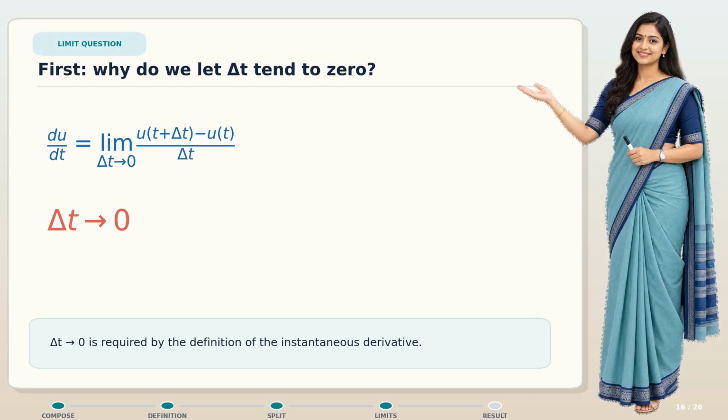Before taking the limits, let us prove every step. First, why does delta t tend to 0? It tends to 0 because du by dt is defined as the limit of the change in u divided by delta t, as delta t tends to 0. We deliberately make the change in t approach 0 in order to obtain the instantaneous rate at the point t. Now we must prove that this forces delta x and delta y to approach 0.